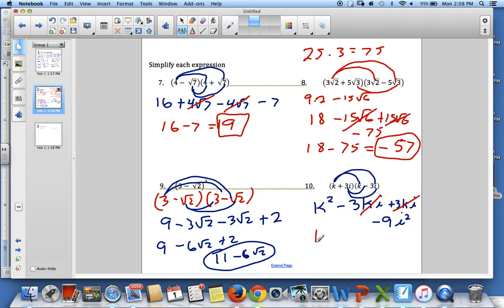So I have k squared minus 9 times negative 1, because i squared is negative 1. So k squared plus 9, and we just leave our answer like that.